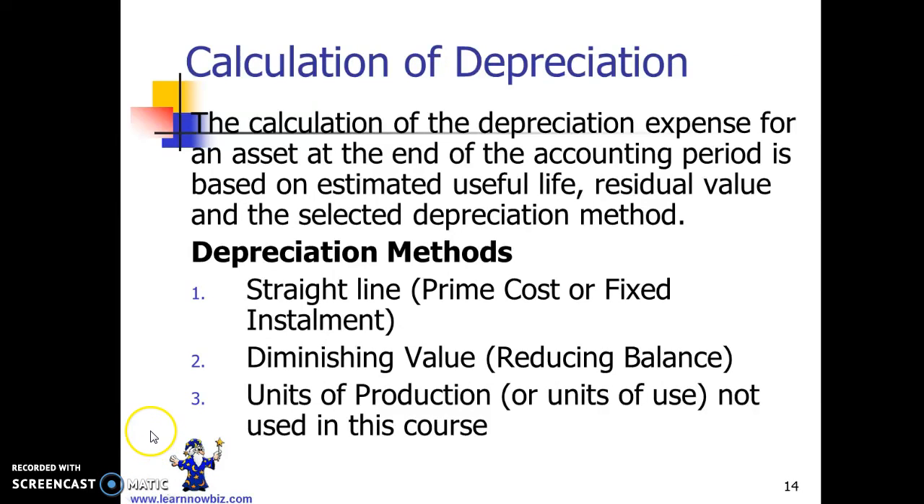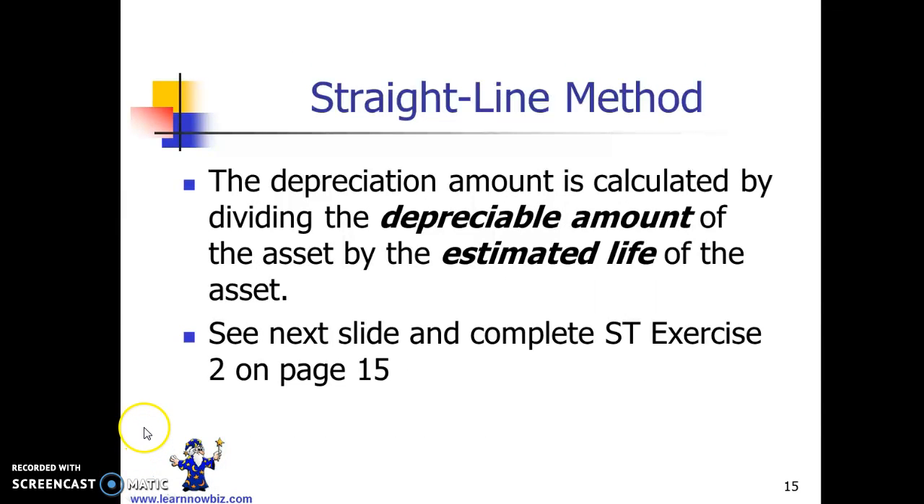There are three methods of calculating depreciation: the straight line method, or prime cost, or fixed installment, diminishing value, and there's also the unit of production method. Now, we're not going to be studying this much in this course, only because it is not accepted by the tax department. Now, how do we work out depreciation using the straight line method? Well, the depreciation amount is calculated by dividing the depreciable amount of the asset by the estimated life of the asset. What I'd like you to do is to have a look at the next slide and then complete self-test 2 on page 15.